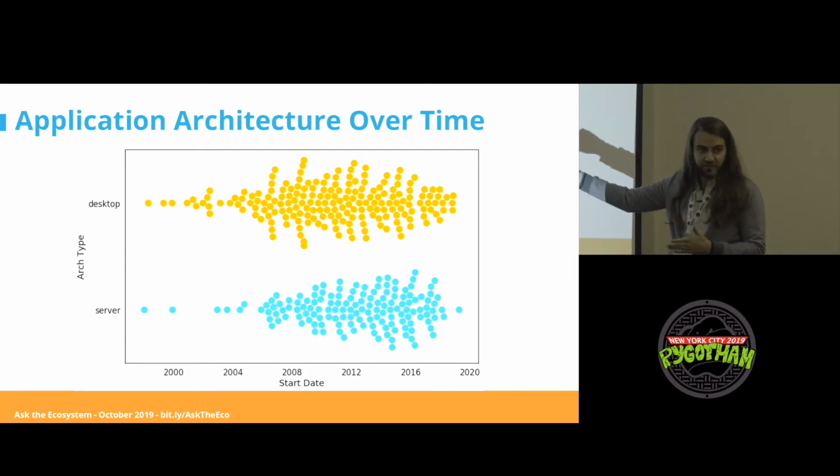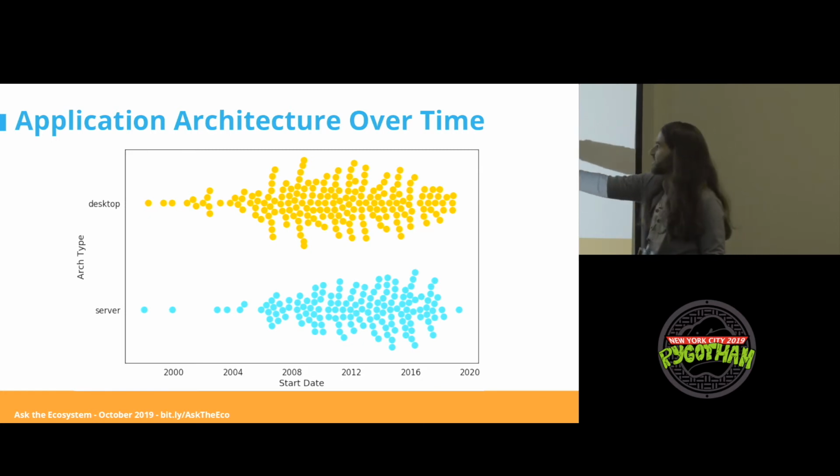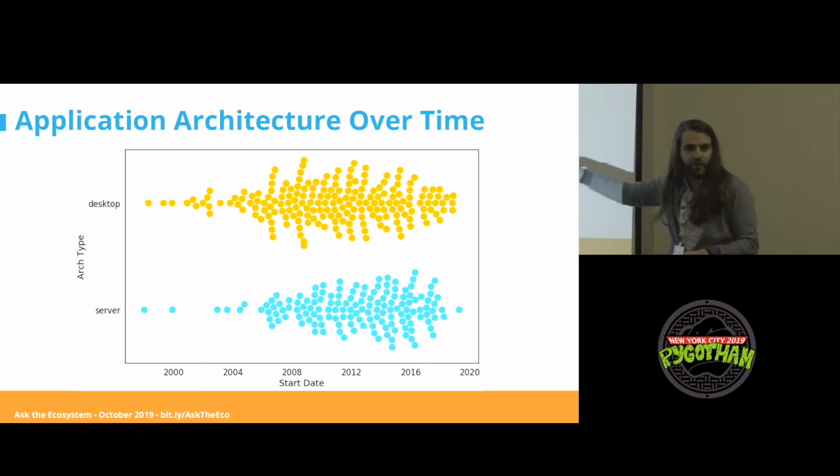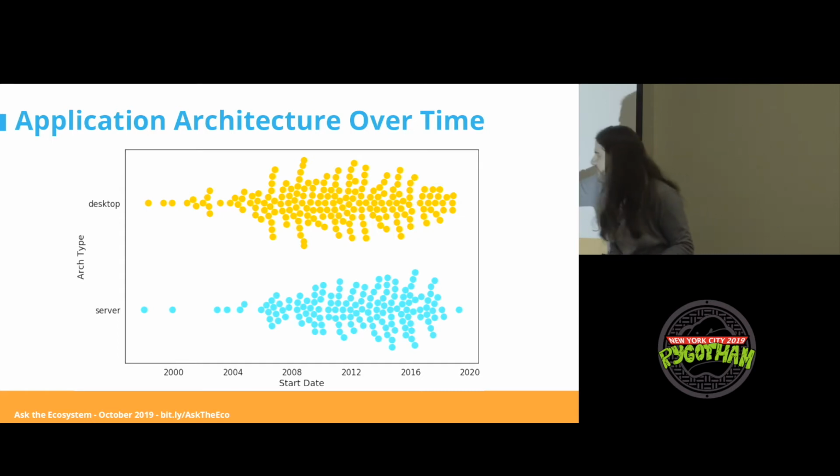Those applications are still maintained, again. And you can see it really swell. And actually, on the desktop side, it sort of tapers off here a little bit, while the server side is still growing. You can really see the web take off for Python around 2005.